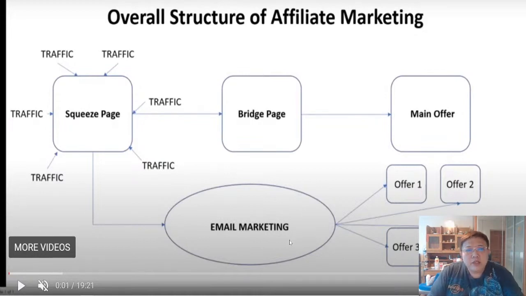Now, when you actually get real human traffic over to your bridge page and to your main offer, generally there will be sales conversions, but of course it also depends on whatever you are promoting. If the thing that you're promoting is crap, I mean, anybody who sees the offer will know that it's crap. They will not even purchase it.